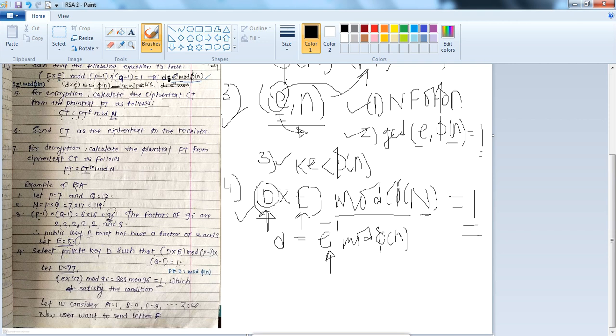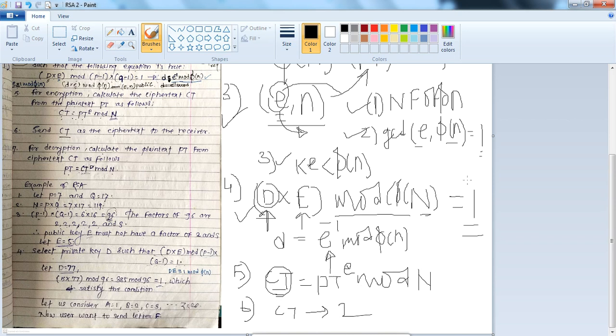Okay, now for encryption, calculate the ciphertext in step 5. The ciphertext is equal to the plaintext raised to the encryption key e, mod n, right? Plaintext raised to e mod n gives the ciphertext. Now step 6, send this ciphertext to the second user, right?